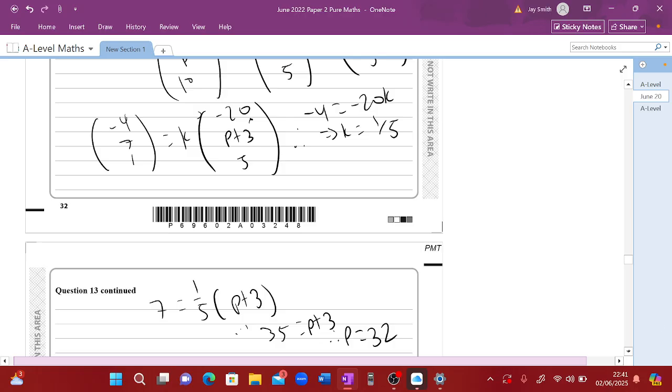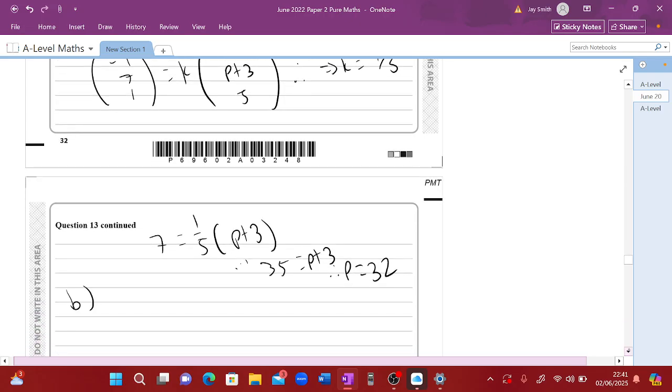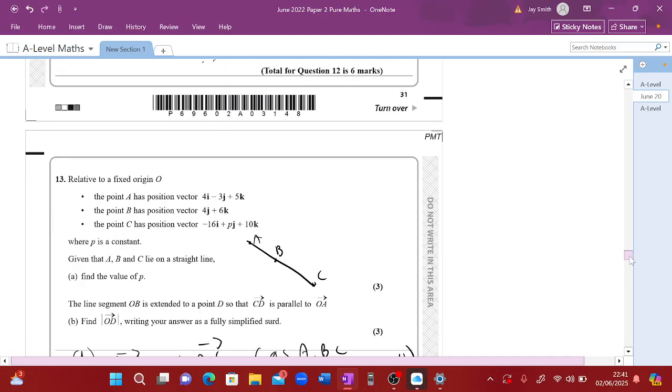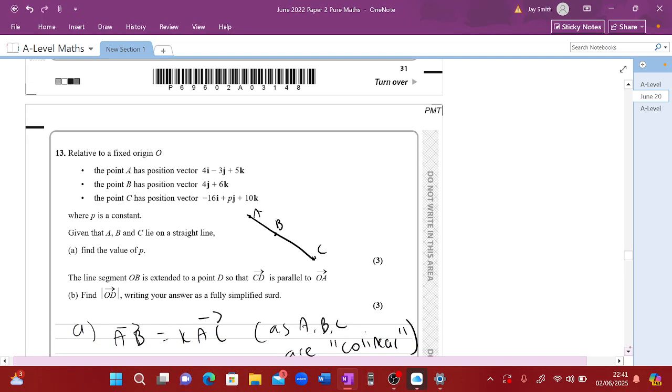Cool. So that's part A. Ask for value p. Cool. So, on question B now. What's going on here? So then the line segment, now it said the line segment O to B is extended to a point D, such that CD is parallel to OA.